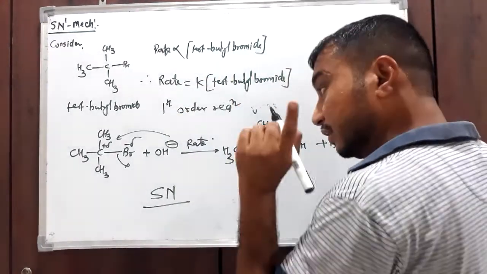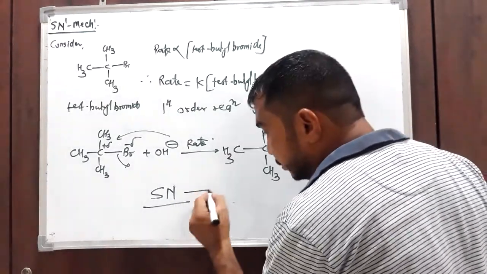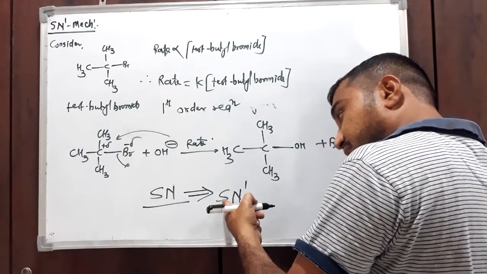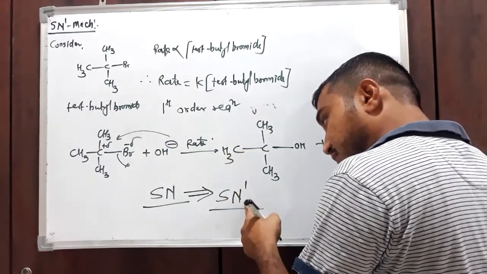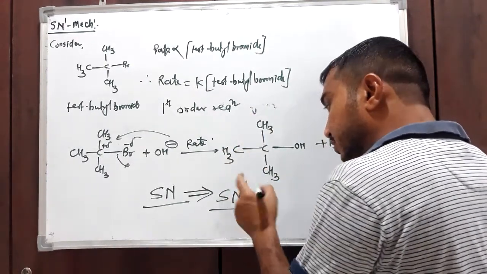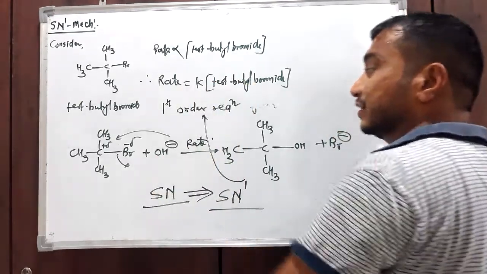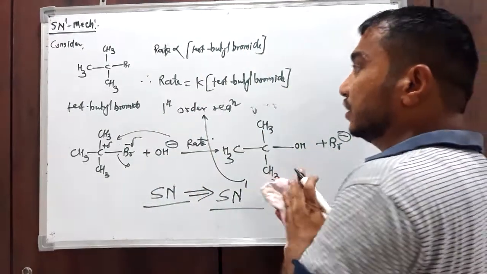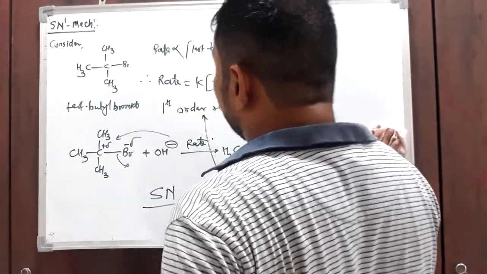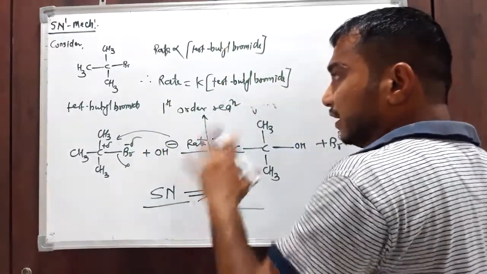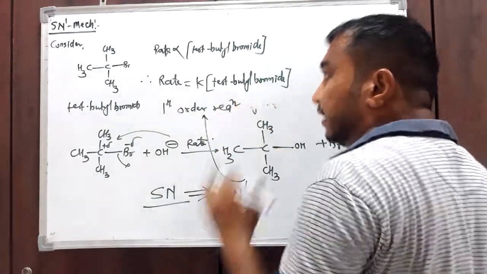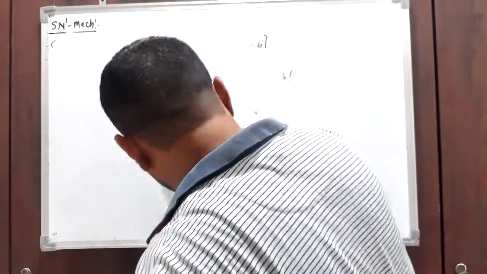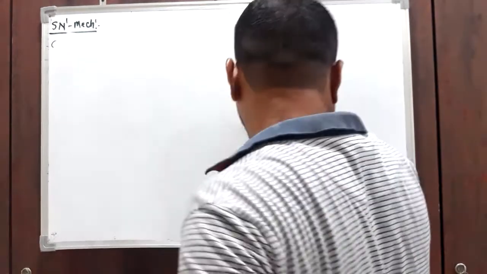Therefore this SN reaction is represented by SN1, where S stands for substitution, N stands for nucleophilic, and 1 stands for the order of the reaction, which is 1. This is the meaning of SN1 reaction. Now I will explain the steps involved in this SN1 mechanism and the stereochemistry of the reactant and product.